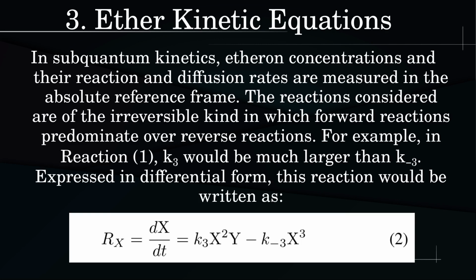The reactions considered are of the irreversible kind, in which forward reactions predominate over reverse reactions. For example, in reaction 1, K3 would be much larger than K-3. Expressed in differential form, this reaction would be written as follows.